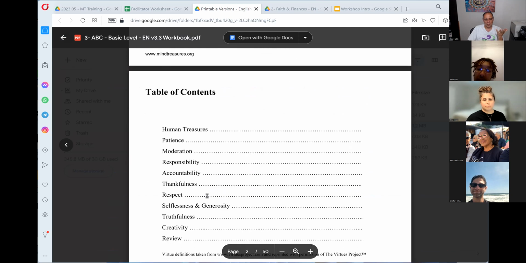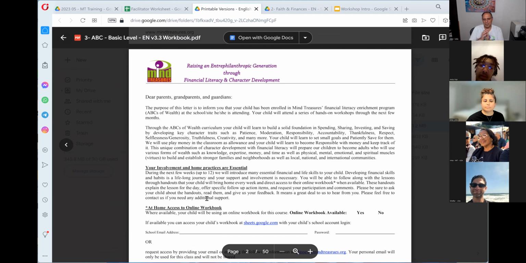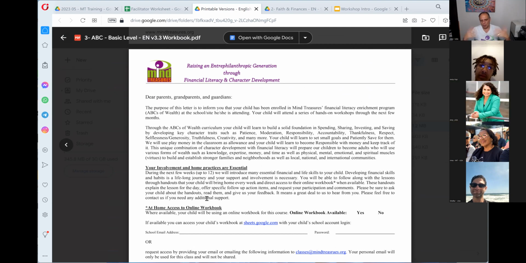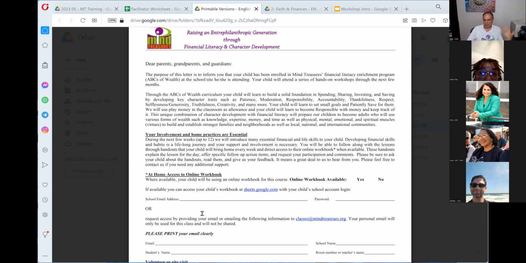One of the first things that we do when we present this in the schools is send this page home to the parents. We like to let the parents know that their children are enrolled in this program, and to look for weekly handouts to come home, because we believe that when we teach this curriculum to children, it has to be practiced at home. We cannot just present the ideas in the classroom. So we provide handouts for the parents so they can continue the education.